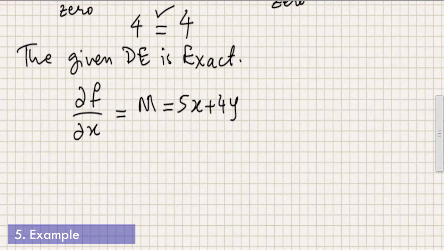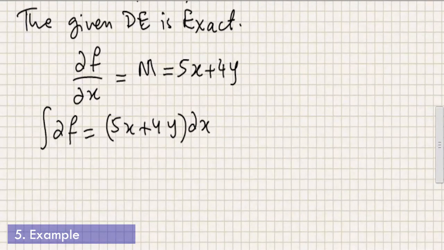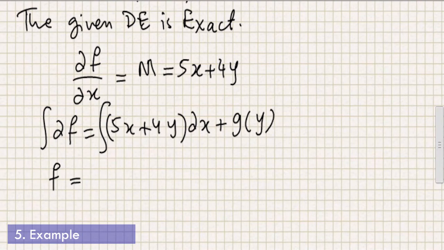Now what am I going to do? I'm going to write ∂f equal to (5x plus 4y) ∂x, and then I'm going to take the integral on both sides. So on the left hand side I get f, and on the right hand side, before I do anything, I must write here, because it's a partial integration, a constant of integration, which is g of y, because we're ignoring the variable y. So in all of this equation, we are going to consider anything which is in y as a constant.